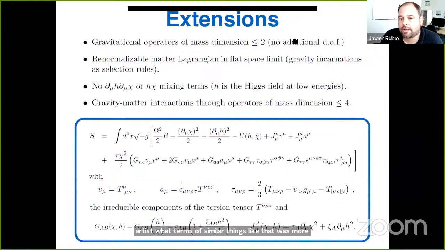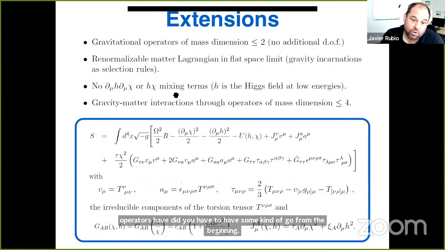The matter Lagrangian, in the flat space limit, should be renormalizable in such a way that the gravity incarnations are the only ones generating higher dimensional operators. At least you have some kind of control from the beginning. No mixing terms should be included, just because we want to recover the Higgs field at low energies.